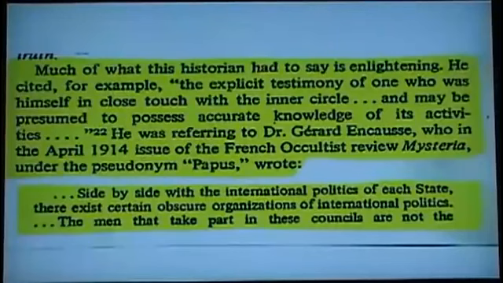with international politics of each state, there exist certain obscure organizations of international politics. These men that take part in these councils are not the professional politicians or the brilliantly dressed ambassadors, but certain unpretentious, unknown men, high financiers who are superior to the vain, ephemeral politicians who imagine that they govern the world."